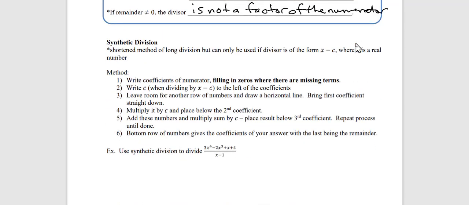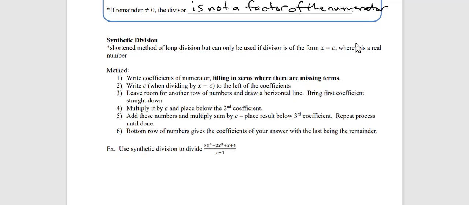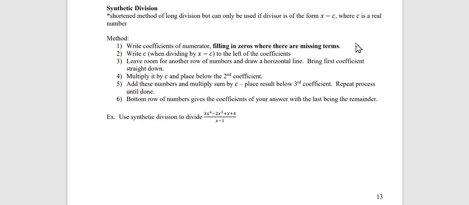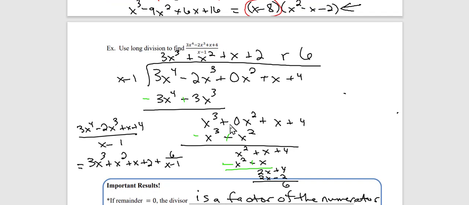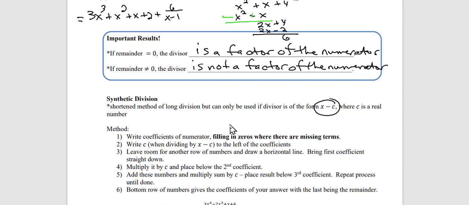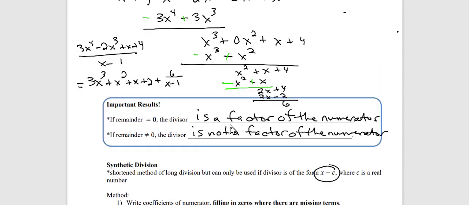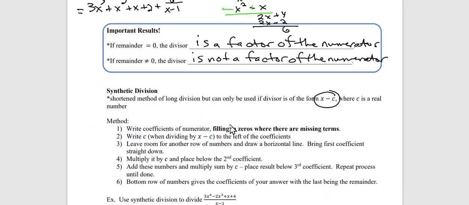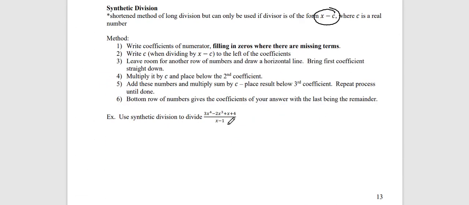Okay, that long division can get very cumbersome. So we have another process called synthetic division that can help shorten long division. It only works if you are dividing by x minus a constant real number, like the one we just did. So we're going to do this using synthetic division. Exact same thing, we should get the exact same results.